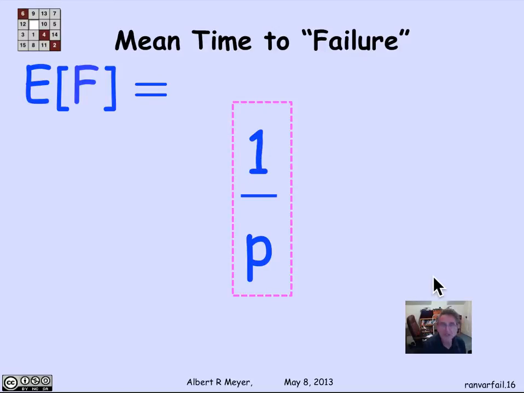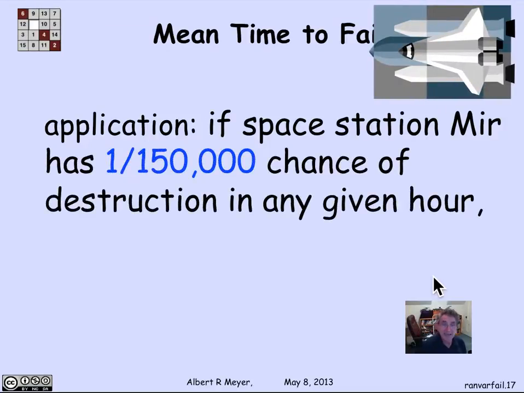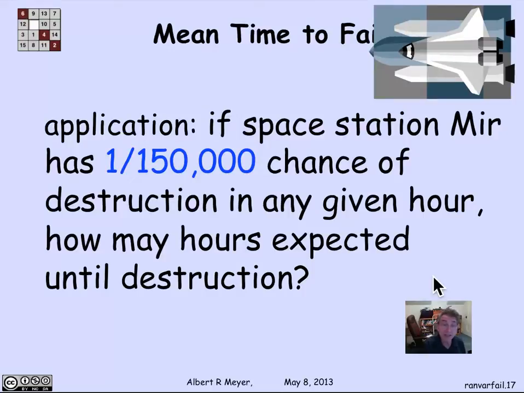So let's do one more almost silly example for fun to remember what the significance of 1 over P is. Suppose I'm thinking about the space station Mir. Now, it's spinning around, and there's a lot of garbage out there that it's likely to hit, a lot of space junk. And suppose that based on our previous statistics and estimations of the small stuff that has been hitting Mir, we estimate that there's about a 1 in 150,000 chance that in any given hour it's going to run into some intolerable collision with space junk or a meteor that's going to destroy it. So how many hours do we expect until destruction? Well, it's 1 over 1 in 150,000, or 150,000 hours.